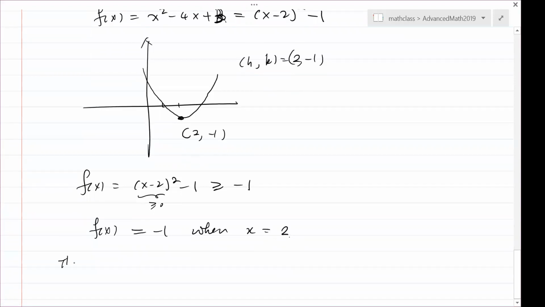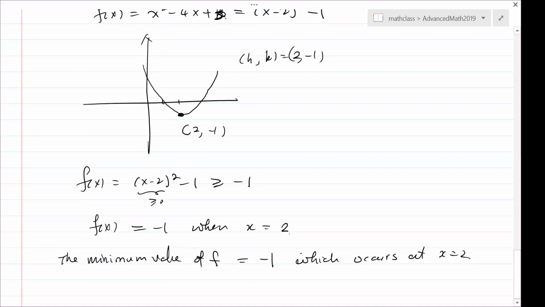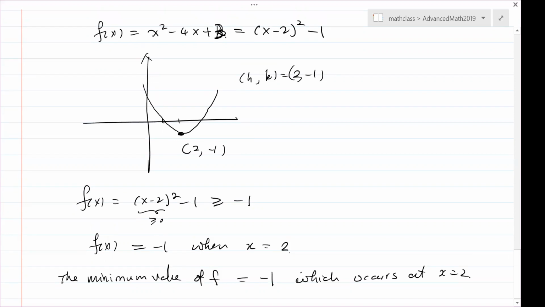Okay? So we can say that the minimum value of f is going to be -1, which occurs at x equals 2. It's easy to see that from the standard expression for the function, but it's not easy to see that from the original version, x squared minus 4x plus 3.